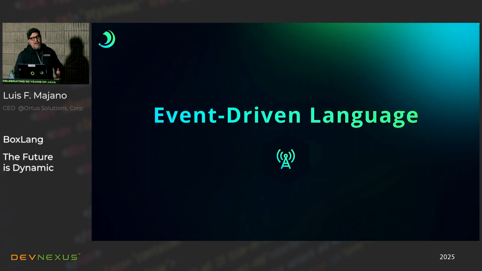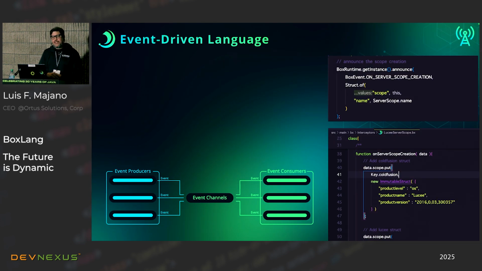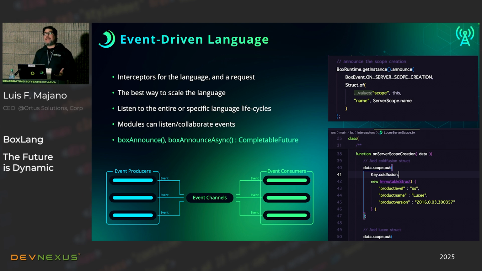And all of this is possible because the language itself is event-driven. And this was extremely important for us. We wanted to make sure that the entire language could be extended at any point in time. So we added events that are being announced throughout different lifecycle processes. Like you just saw with an application, on request start, on request end, when there's an exception, when a class is compiled, when a class is instantiated, when a method is being invoked.